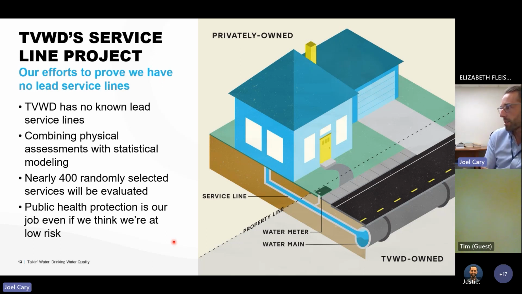So this is a project some of you on this call may in fact actually be one of our randomly selected folks. So if you are, you'll probably receive something in the mail in the coming months. It's not a very invasive process. We're just going to take a look around the meter box, do a small amount of excavation, make sure we can get accurate information about the service line on both the customer side and the TVWD side, to make sure we can confirm exactly what those materials look like.